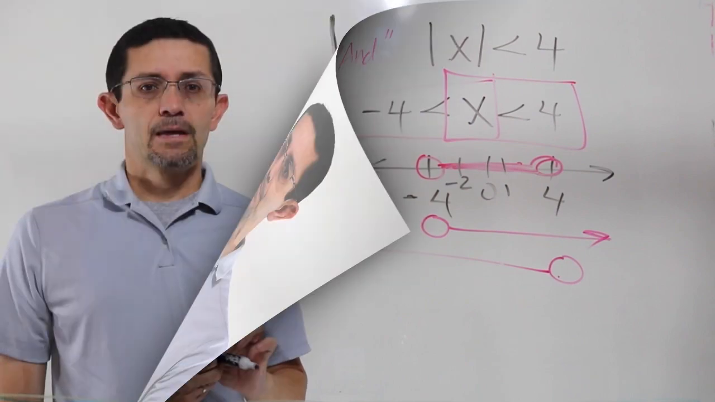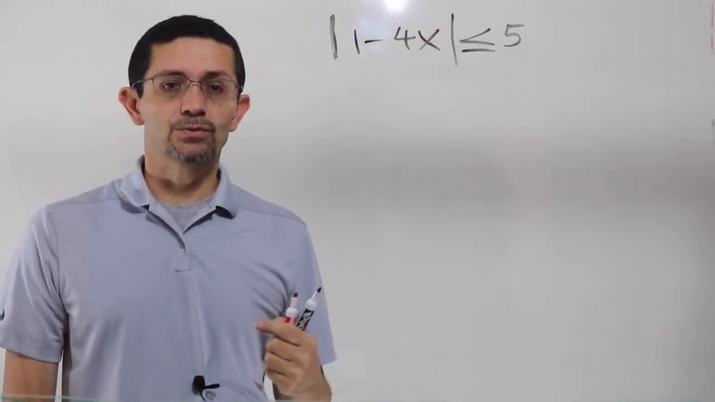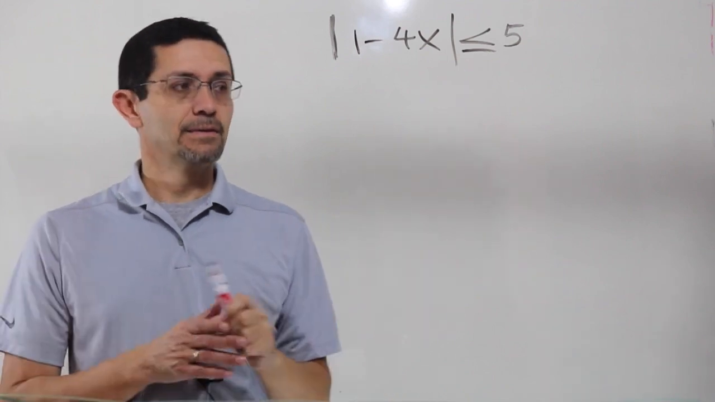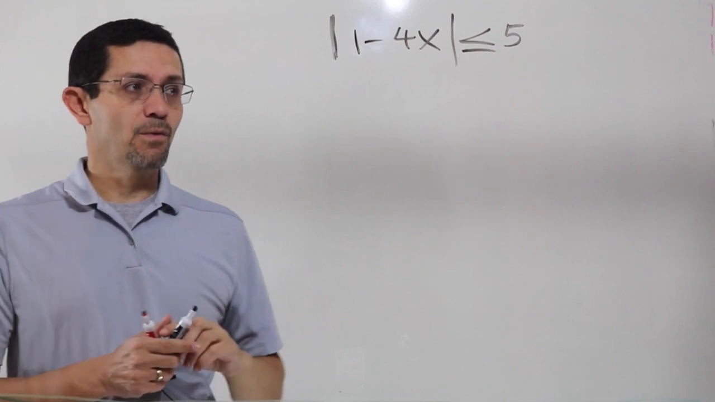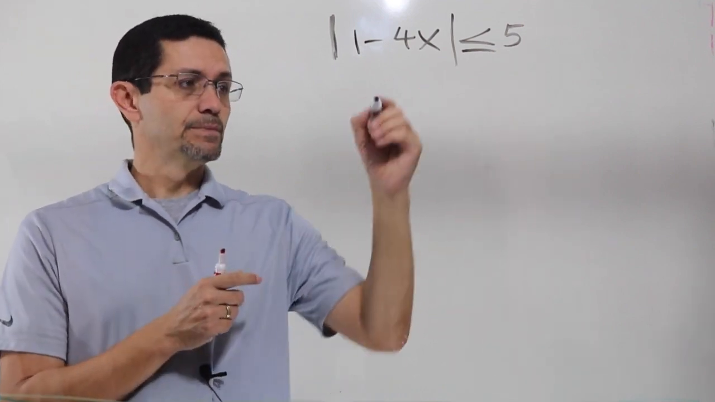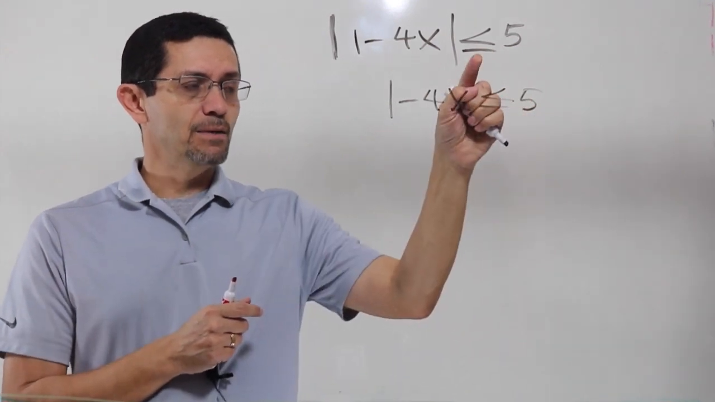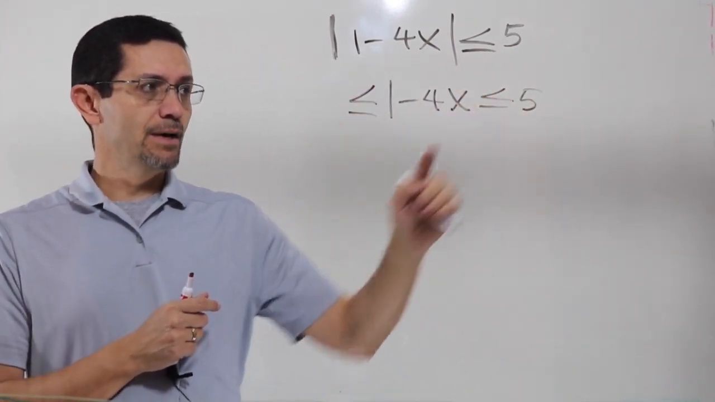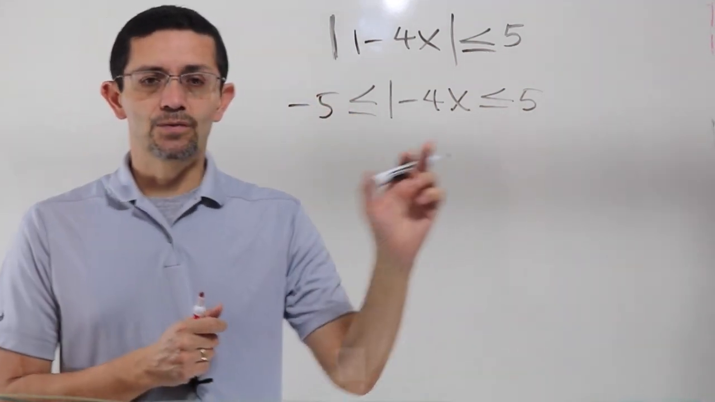Let's try another one. Now we have the absolute value of 1 minus 4x, which is less than or equal to 5. Again, it is an AND, right? Because it's less than, my absolute value is less than my number. Therefore, this is going to stay in the middle. So 1 minus 4x is less than or equal to 5. The symbol to the other side, change the sign, turns into negative 5. And now I'm going to solve for x.